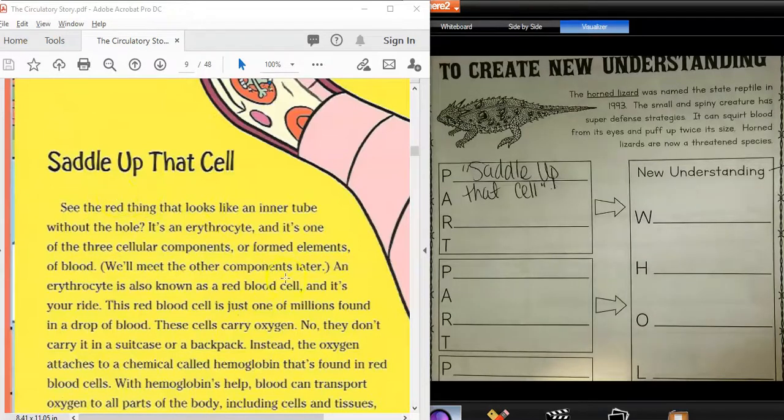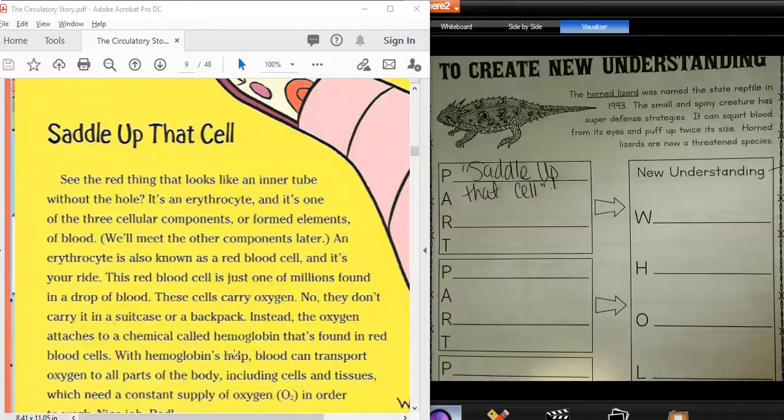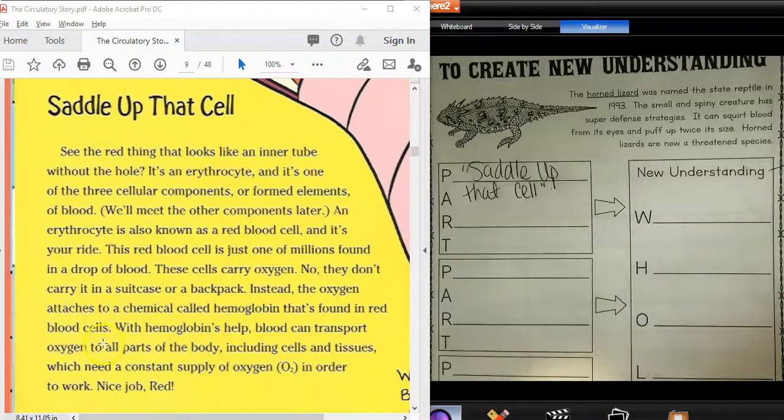See that red thing that looks like an inner tube without the hole? It's an erythrocyte, and it's one of the 3 cellular components or formed elements of blood. We'll meet the other components later. An erythrocyte is also known as a red blood cell, and it's your right. The red blood cell is just one of millions found in a drop of blood. These carry oxygen. No, they don't carry it in a suitcase or a backpack. Instead, the oxygen attaches to a chemical called hemoglobin that's found in red blood cells. With hemoglobin's help, blood can transport oxygen to all parts of the body, including cells and tissues, which need a constant supply of oxygen, O2, in order to work.